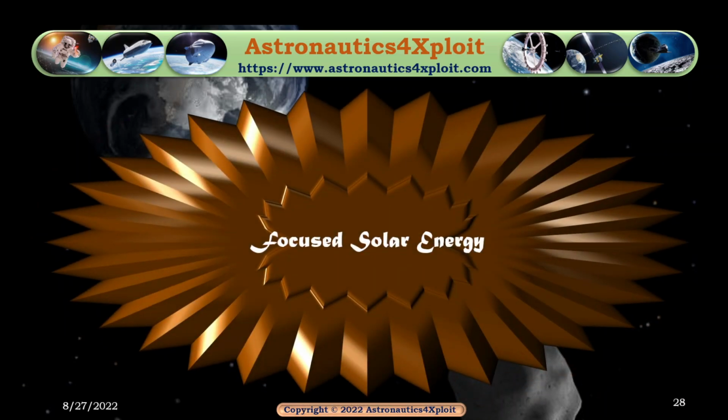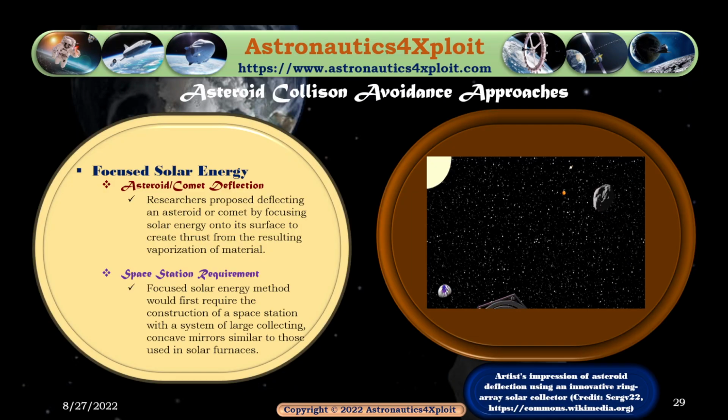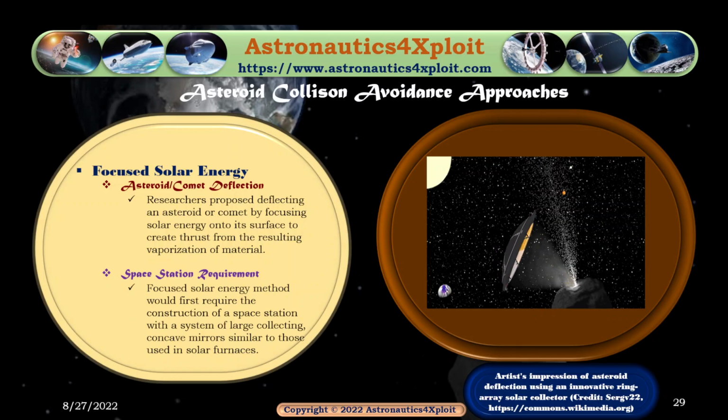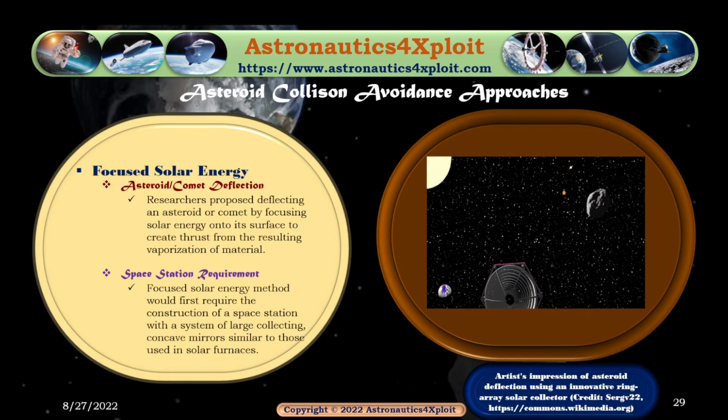Focused solar energy is another approach. Researchers proposed deflecting an asteroid or comet by focusing solar energy onto its surface so as to create thrust from the resulting vaporization of material. The focused solar energy method will first require the construction of a space station with a system of large collecting concave mirrors similar to those used in solar furnaces. This simulation shows an artist's impression of asteroid deflection using an innovative ring array solar collector.